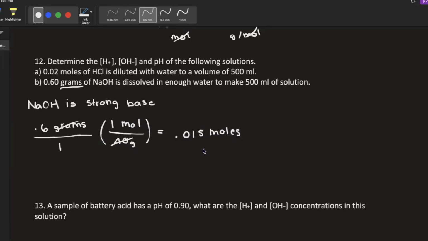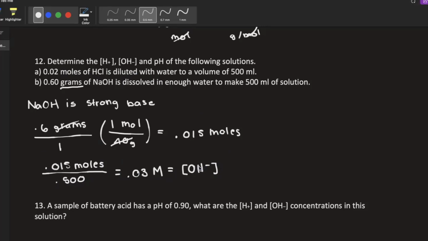Now that we've gotten to this step, we can continue with how we did it in part A. We take 0.015 moles and divide it by 0.5. This is going to give us 0.03 molarity. This is equal to the hydroxide ion concentration.